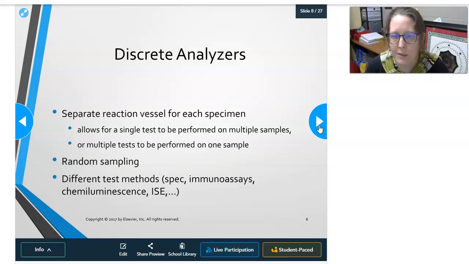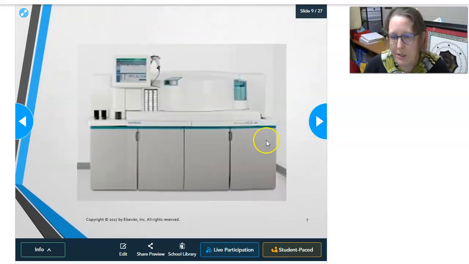And a lot of times these analyzers are an amalgamation of different test methods. So there's usually some spectrophotometry modules on there, an immunoassay module, chemiluminescent module, ion selective electrodes, and all of those are linked up on this analyzer, and you just load your specimen and it can run all of these different tests on there. So their testing menu on discrete analyzers are quite extensive, and they can usually handle high volume of tests. So this would be an example.